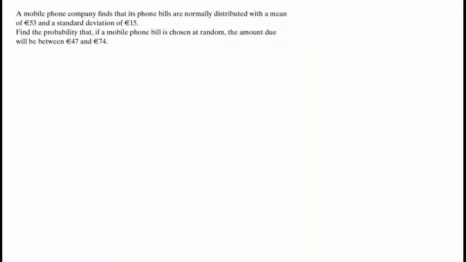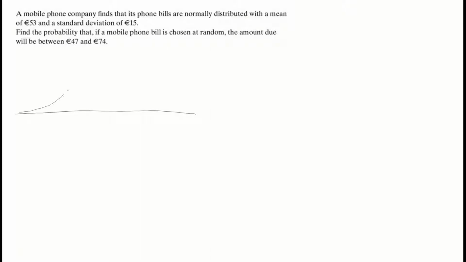So a mobile phone company finds that its mobile bills are normally distributed with a mean of €53 and a standard deviation of 15. Find the probability that if a mobile phone bill is chosen at random, the amount due will be between 47 and €74. So this is kind of just like the one we were just looking at. It's one of these ones where you're between two figures. So let's just draw what they're asking us to find here.